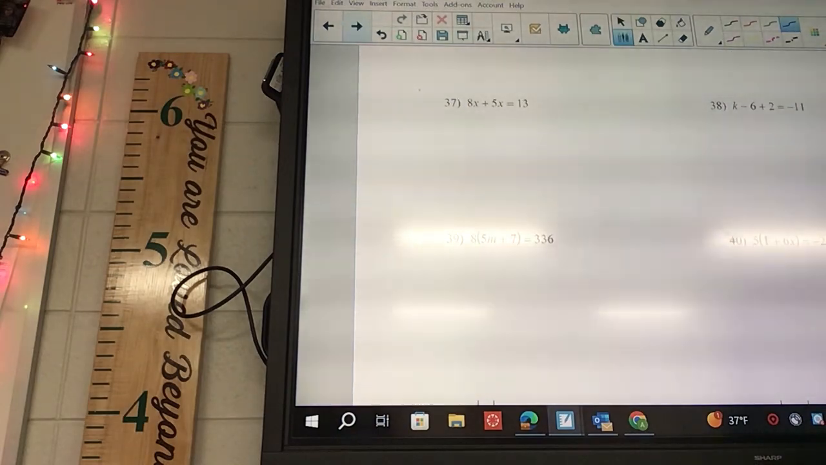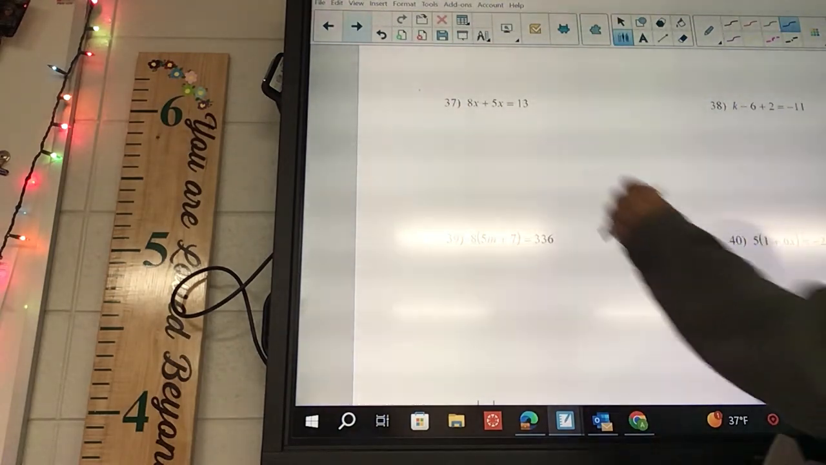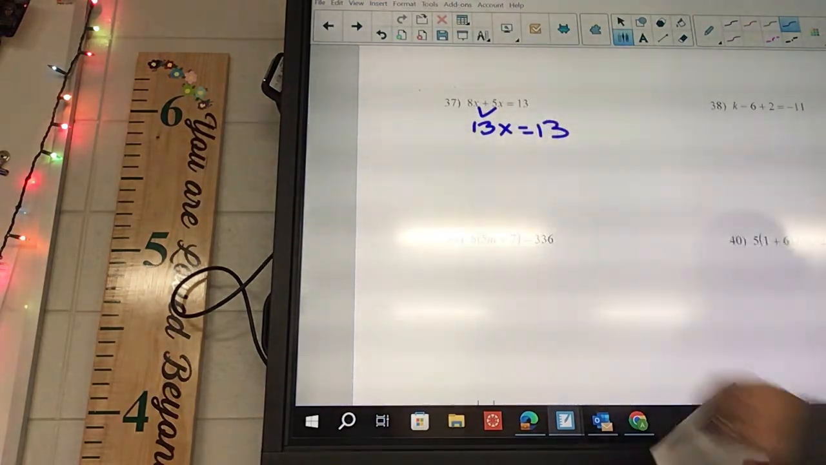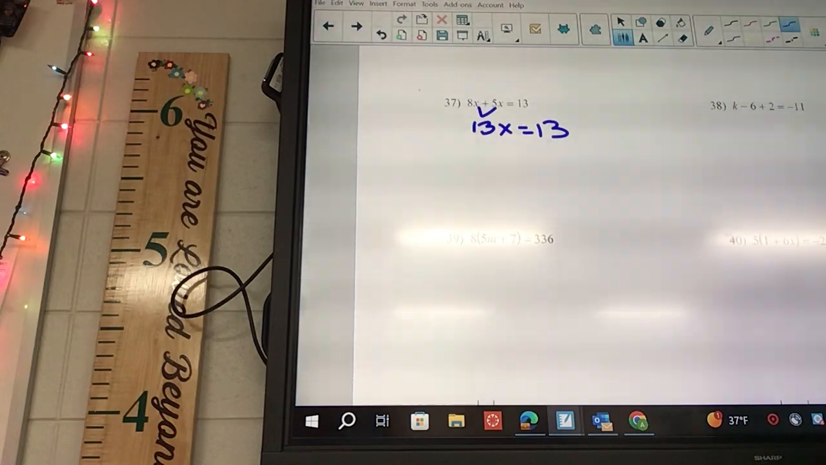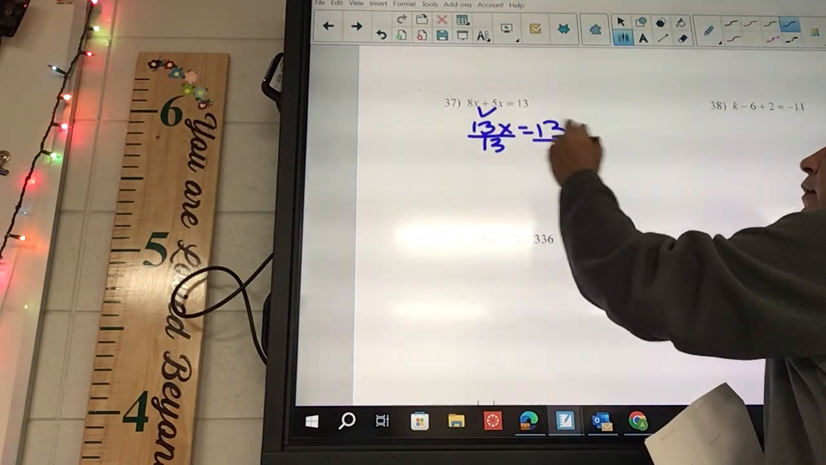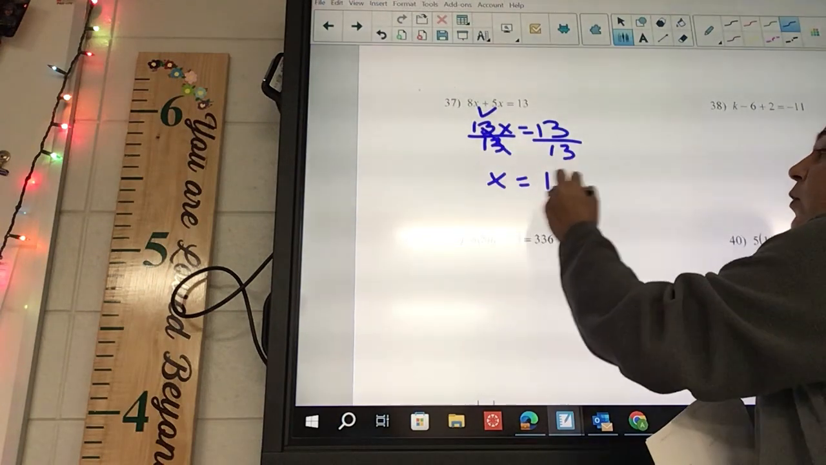8 plus 5. We're gonna combine like terms. What is 8 plus 5? 13. So I'm gonna get 13x equals 13. Divide by 13. And that's gonna give me x equals 1.